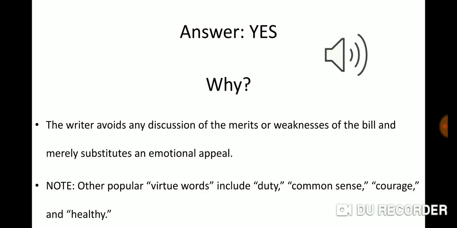Well, the answer to that is yes. And why? The writer avoids any discussion of the merits or weakness of the bill and merely substitutes an emotional appeal. Note: other popular virtue words include duty, common sense, courage, and health.